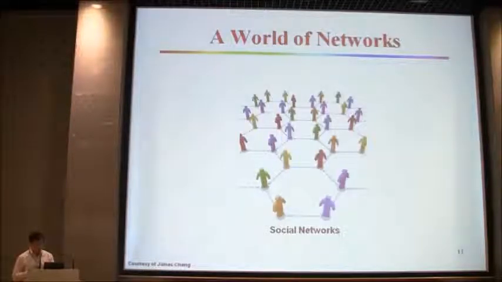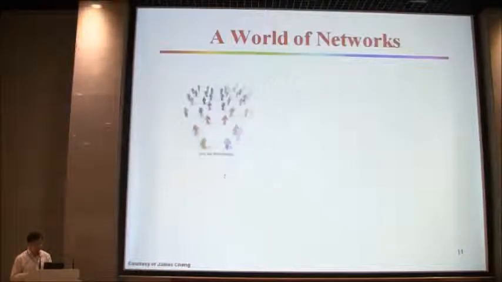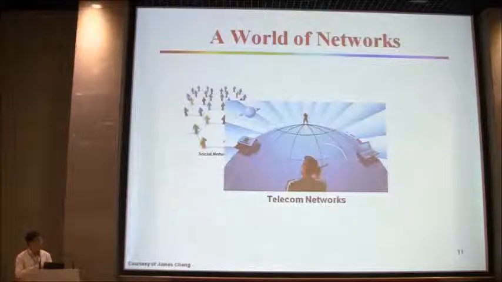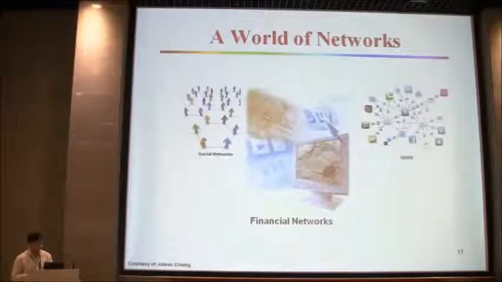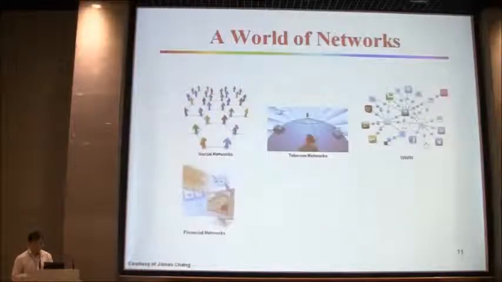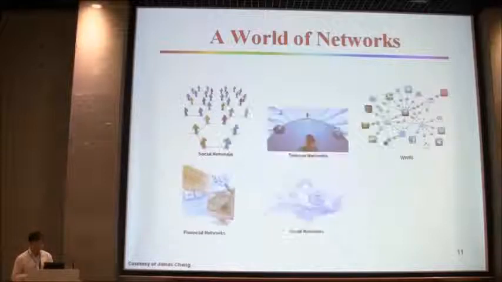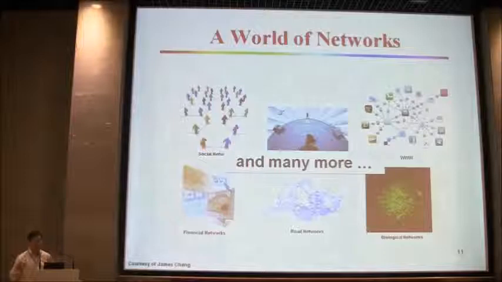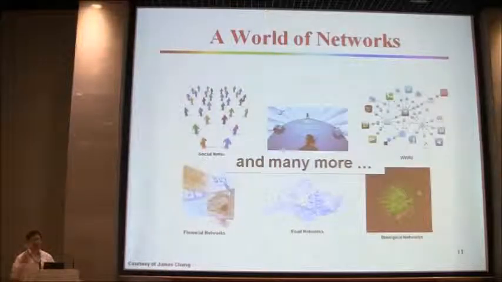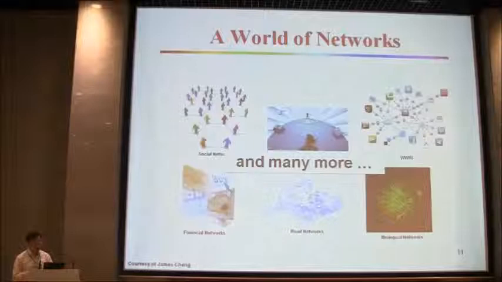Big data includes social networks, technical networks, the World Wide Web, financial networks, road networks, and biological networks. All networks join big data. So normally big data and complex networks have a close relationship. It is a bridge between complex networks and big data.